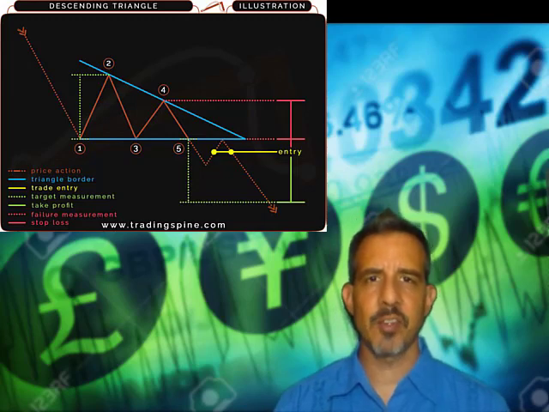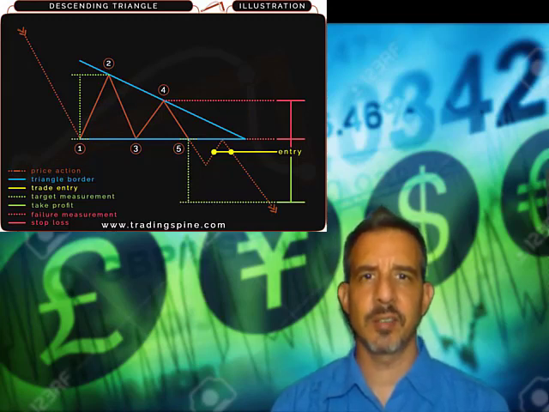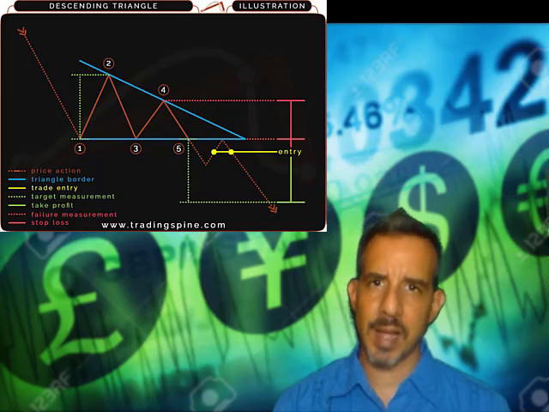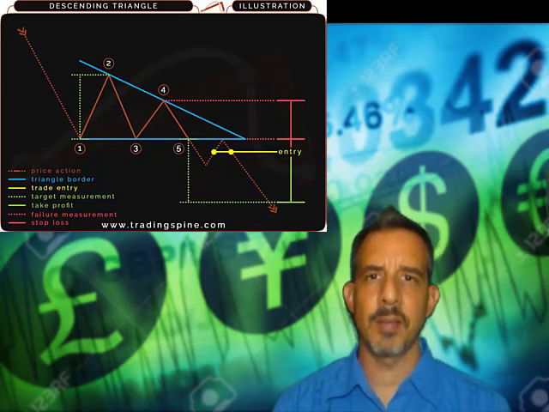Trade entry. After breaking the triangle's lower border at point 5, either with an entry after confirming the breakout or after a possible retest to the lower border's rate. Take profit. Identified by measuring the vertical distance from the first touch, number 1, to the second touch, number 2. That measurement is then applied from the breakout point number 5.